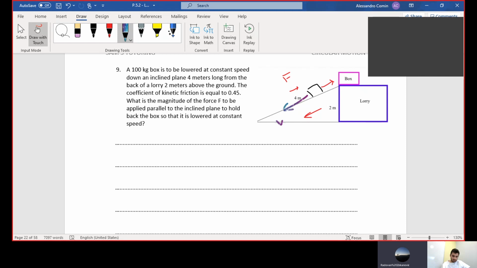Do we have the mass? Do we have the gravity? Do we have theta? No. F equals mass 100 times 9.8 sine theta minus the normal force, which is mg, 100 times 9.8, times 0.45. Okay.